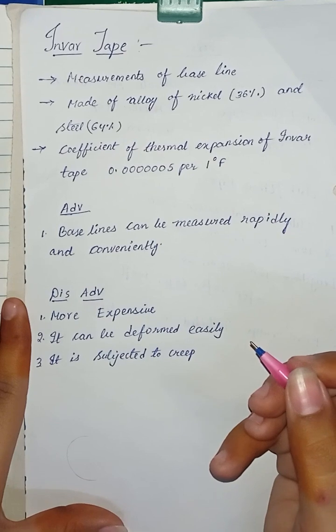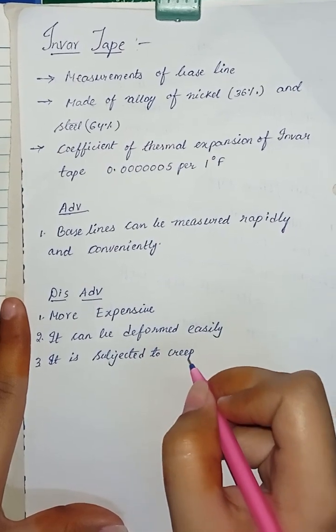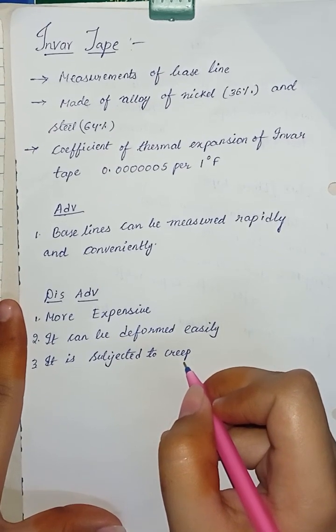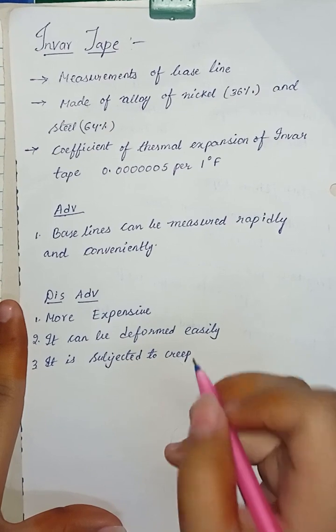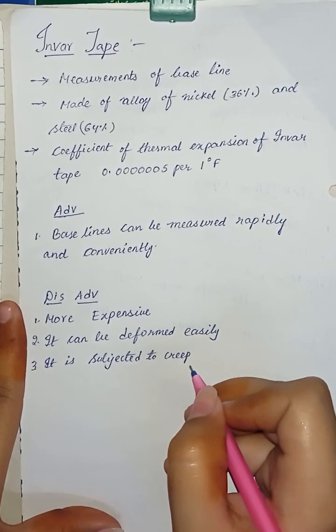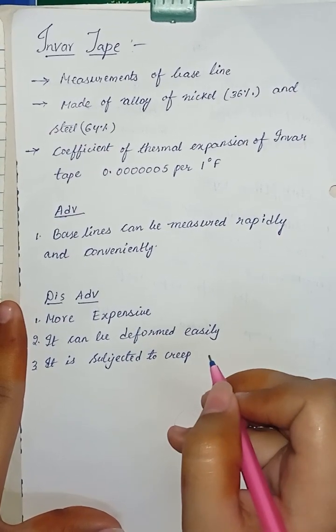Its coefficient of thermal expansion also changes. When there is a change in length, the coefficient of thermal expansion also changes. It is therefore very essential to determine its length and coefficient of expansion from time to time. So from time to time we have to find out the length and also the coefficient of thermal expansion. These two factors will not be constant, they will change.